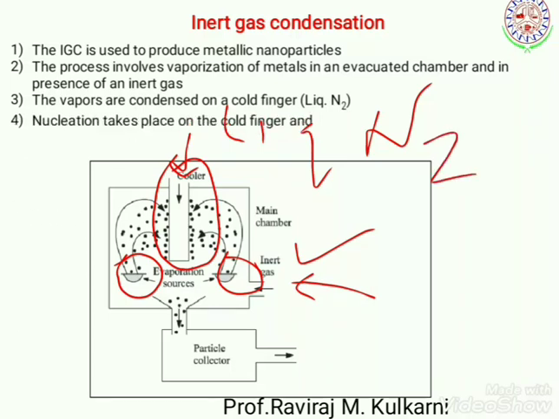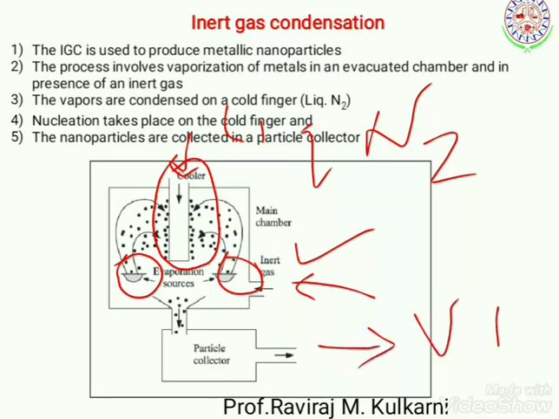Nucleation takes place on the cold finger. Then particles are collected using a particle collector and a funnel. So it is connected to a vacuum pump. This is the vacuum pump. Right, so this is the method of inert gas condensation.